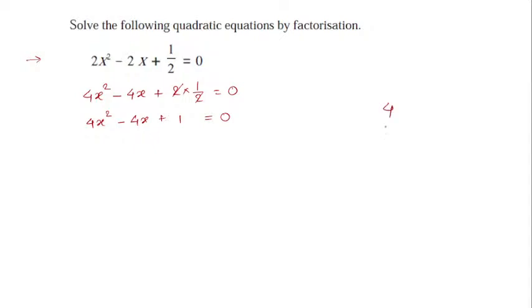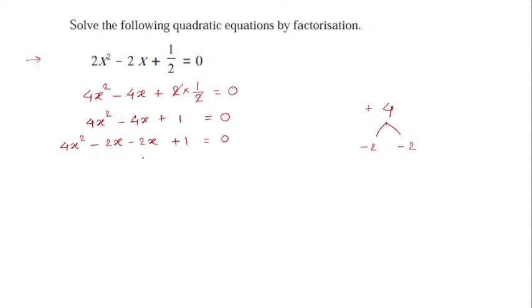And now we have to find the factors of 4 such that addition of those two factors must be minus 4 and product must be plus 4. So the factors are minus 2 and minus 2, because their addition is minus 4 and product of these two is plus 4. So the next step would be 4x square minus, we can split this minus 4x as minus 2x minus 2x, plus 1 is equal to 0.